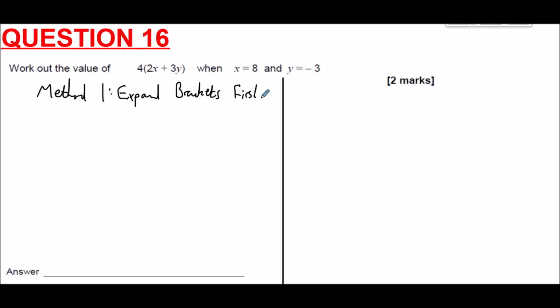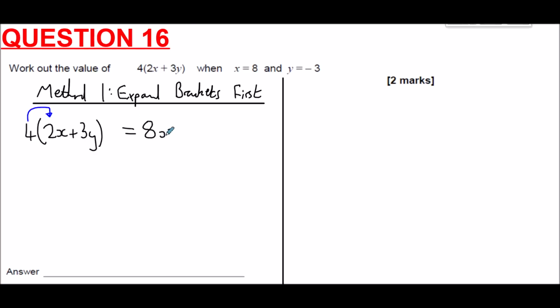As a general rule, it's never normally a bad idea to expand brackets for foundation. And so if we were to do that, to expand brackets just means to multiply them out. And so 4 multiplied by 2x would give us 8x. Plus sign, so put a plus sign on. And then 4 multiplied by 3y would give us 12y.